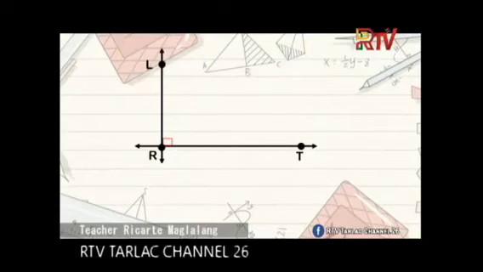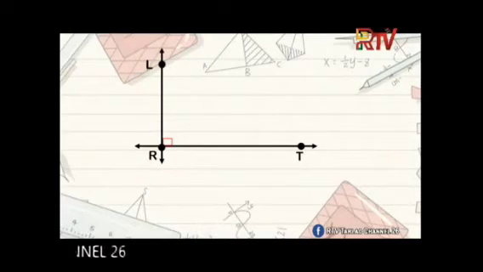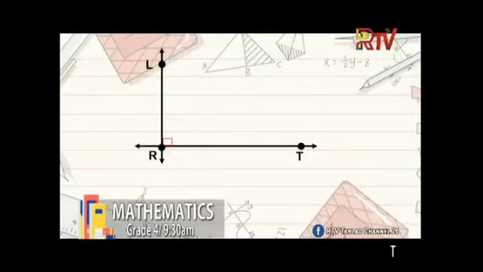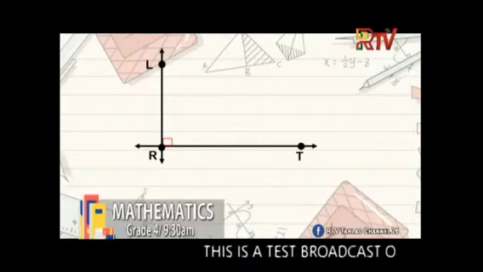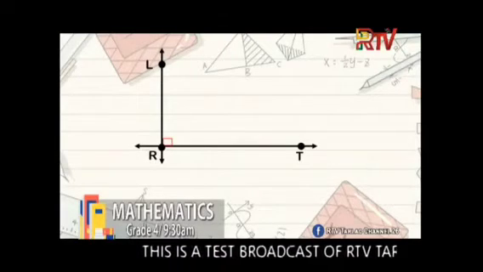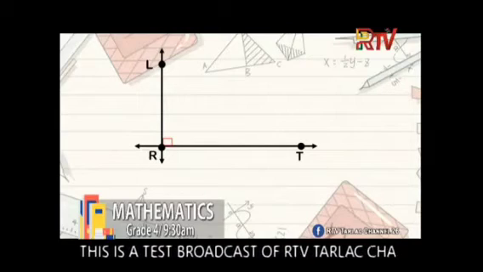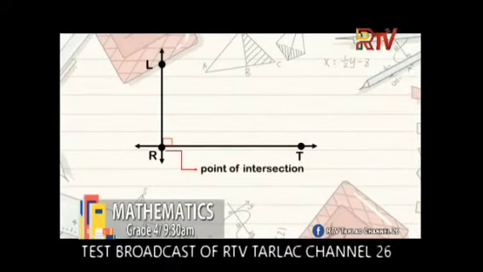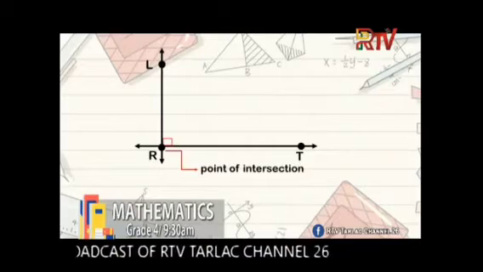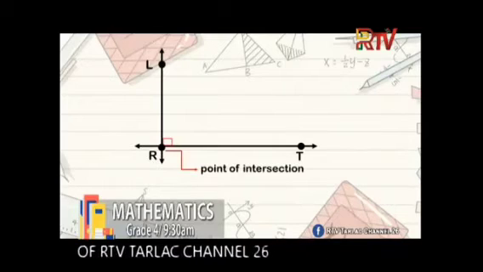Next, give the names of the two lines. Line LR and line RT. Very good. Let us compare the figure with intersecting lines. Line LR intersects line RT at point R, as shown in the figure. What do you call point R? Very good. Point R is the point of intersection.